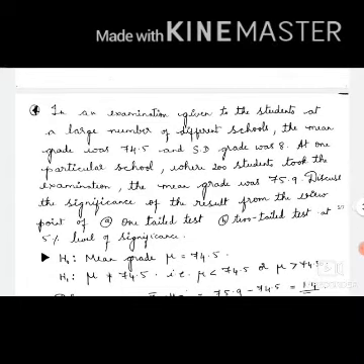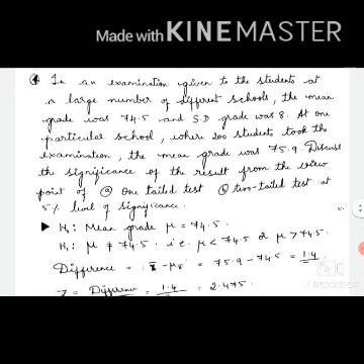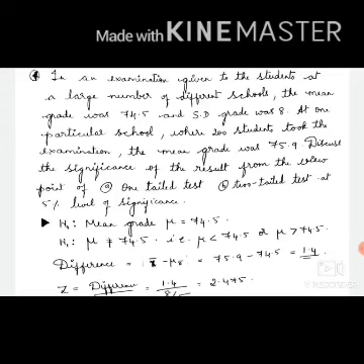The next example we have here is: in an examination given to students at a large number of different schools, the mean grade was 74.5 and the standard deviation was 8. At one particular school where 200 students took the examination, the mean grade was 75.9. Discuss the significance of the results from the viewpoint of one-tail test and two-tail test at 5% level of significance.